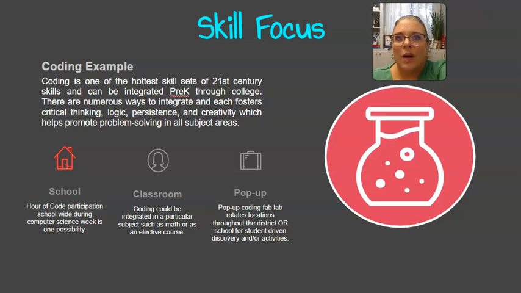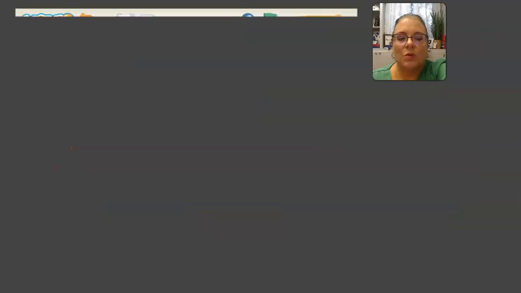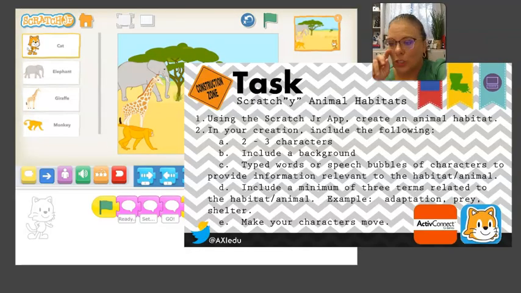Again, you could have a pop-up, just like the Makerspace, except for this time it would have a coding example. Now for this, I have brought just another example of a task card, but this one you're going to notice has a lot more directions to it.